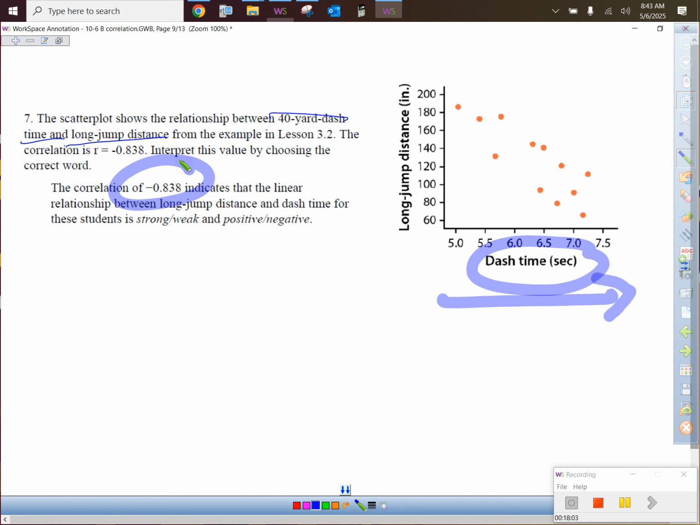So that is strong, and it is also negative in that case. So what do you think? Is there a correlation between somebody's 40-yard dash time and how far they could long jump? According to these people, right? It doesn't mean in general, right? The people that they studied, definitely yes. There is a strong correlation between those.